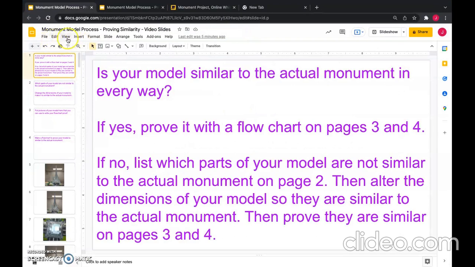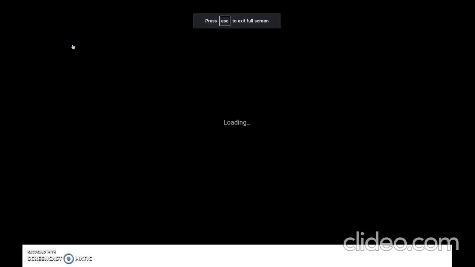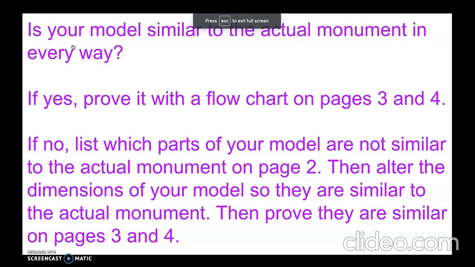Okay, so hopefully you've all built your models at this point. And so what we're going to be doing today is talking about how you can prove that your model is similar to the actual monument. And that's going to be the first question that you answer. Is your model similar to the actual monument in every way? And I want you to really think about that question.